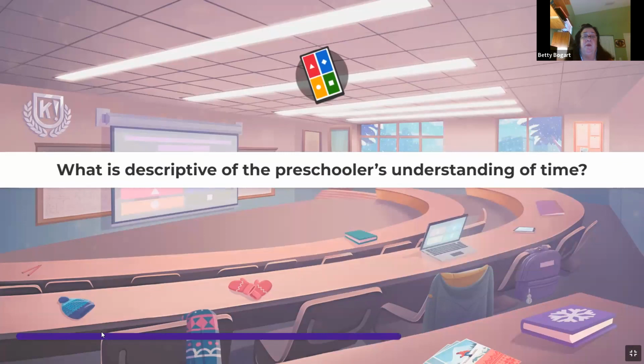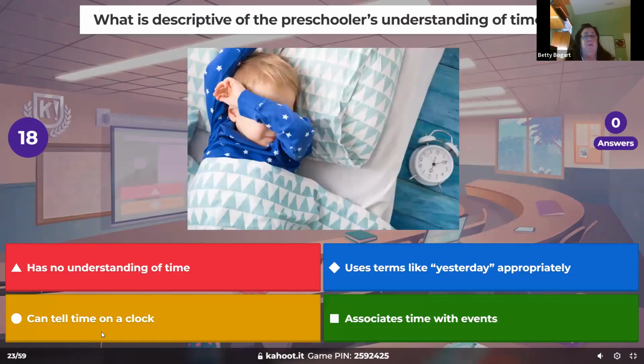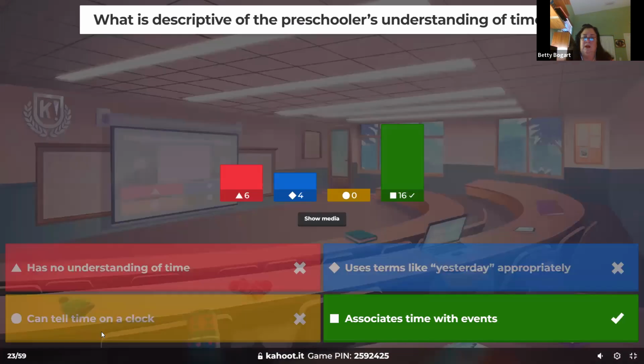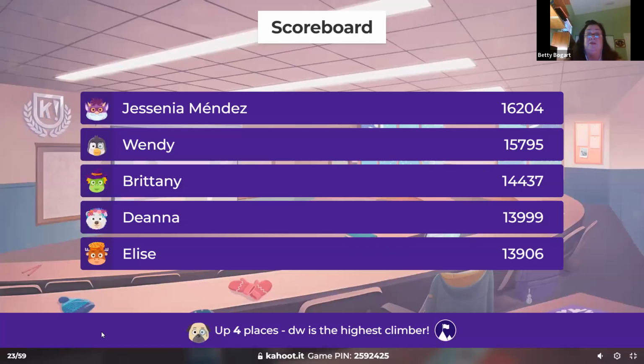What is descriptive of the preschooler's understanding of time? Preschooler, ages 3 to 5. What do they know about time? Again, they don't understand the clock. They do understand time by events. After lunch, we'll do this. When you wake up in the morning, after dinner, when it gets dark out, whatever, things they understand. It's not by the clock, and they understand those things very well.